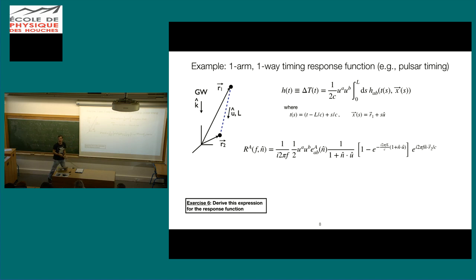Okay, so these are the types of calculations that one has to do. Yeah, but it turns out that it looks like there's a sort of a singularity here when n dot u is minus one. But you have to include what's going on here, and that actually cancels out. That's a good question.